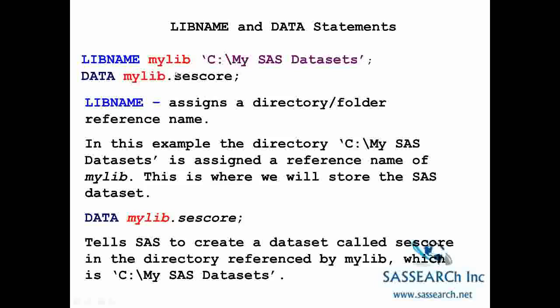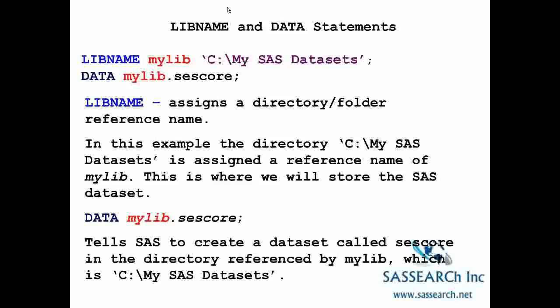Here in this example, we're looking at LIBNAME mylib c:\my SAS datasets. Mylib is used as a shortcut name or a nickname for the storage location or directory where your SAS files are stored or where you want the new permanent SAS dataset written to. So this is just a reference name. I'm using the reference name mylib. This reference name can be any name that's 1 to 8 characters long.